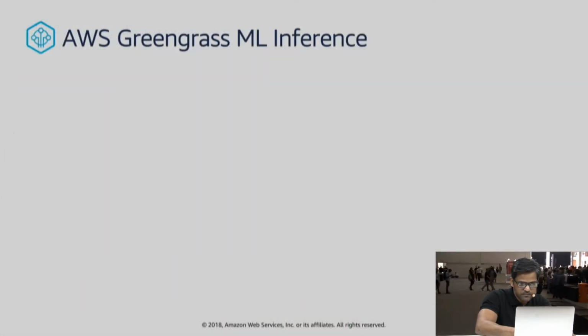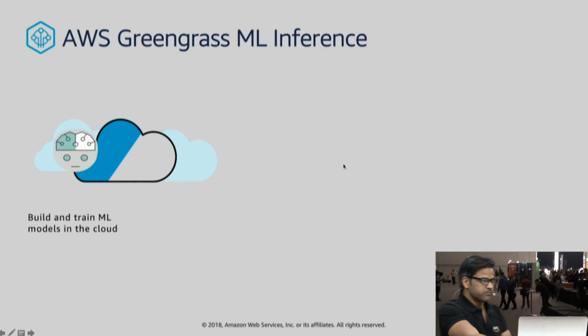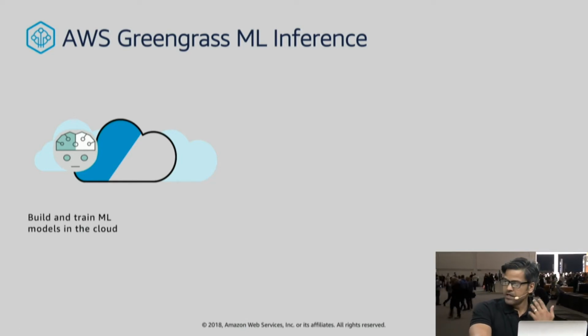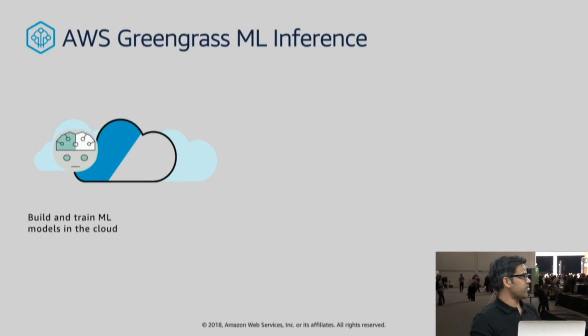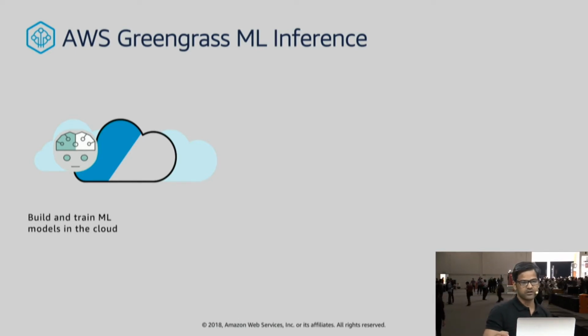Let's see. So here's, again, just to explain, the first thing is you need to build and train the models in the cloud. Before you can actually train, ideally you would be collecting all this data from your IoT devices. Whether it's the robots in a manufacturing plant or drill machines on an oil rig, or whatever that machine is, you need to collect data, and ideally lots of that data.